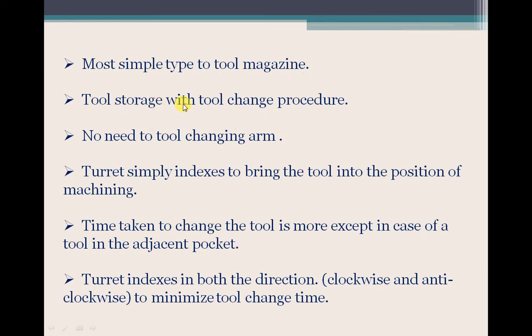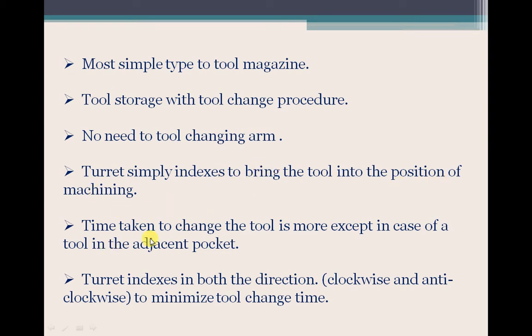The tool storage comes with the tool change procedure. That means you don't have to have a different tool change procedure here. We have a tool magazine storage, that means the tools are mounted on the turret, and the turret itself is going to change the tool for us. So we don't need a tool changing arm here. Okay, the turret simply indexes to bring the tool into the position of machining, as we have seen in the video.